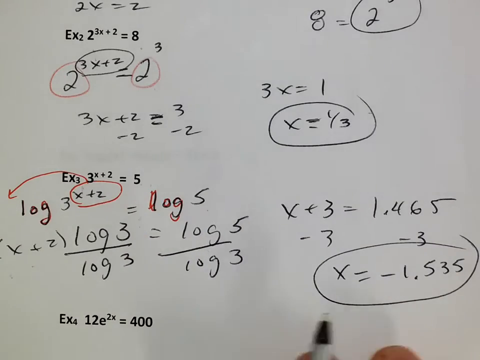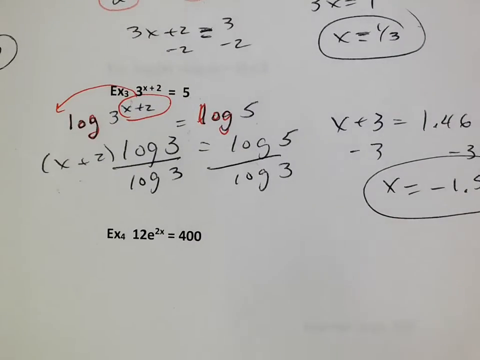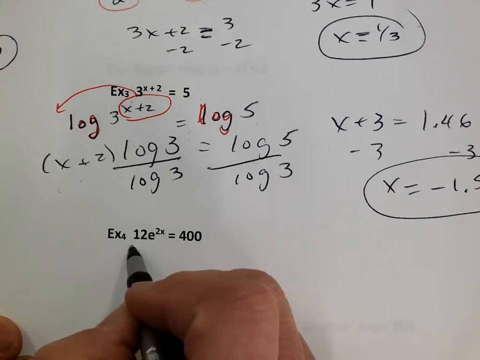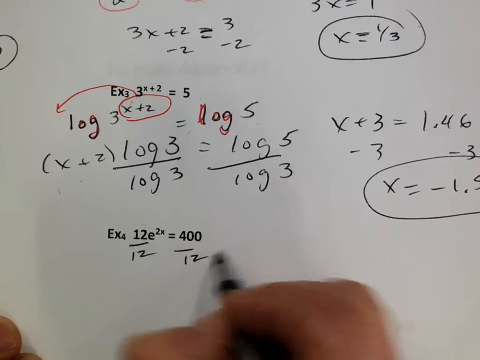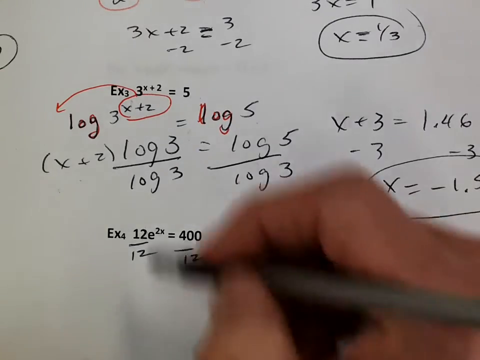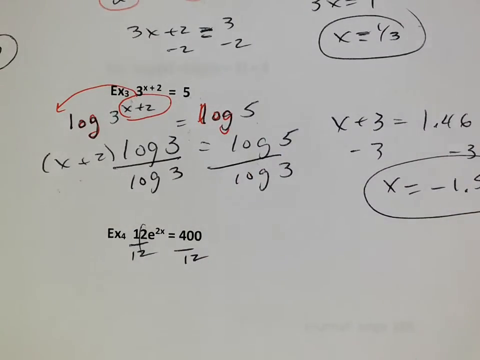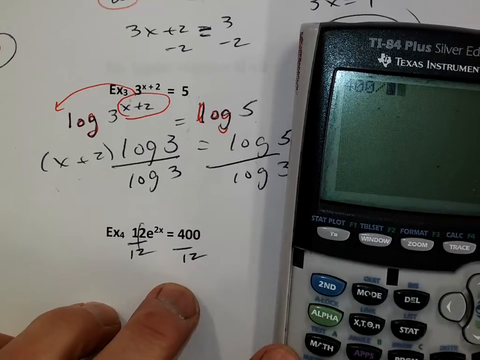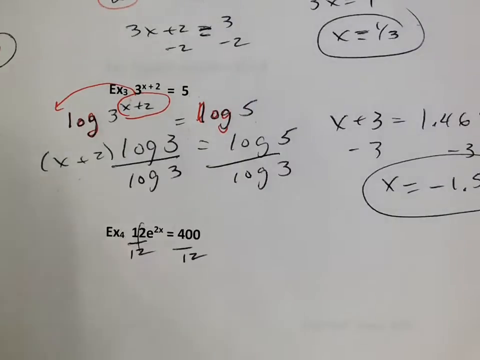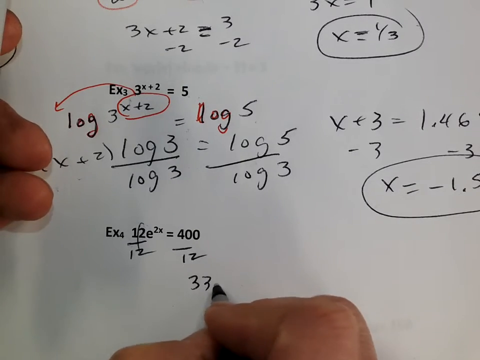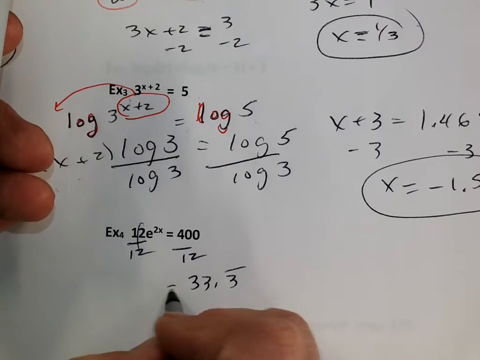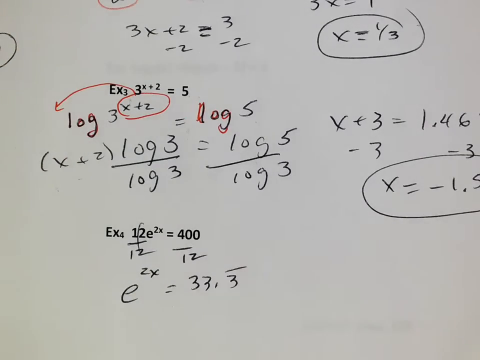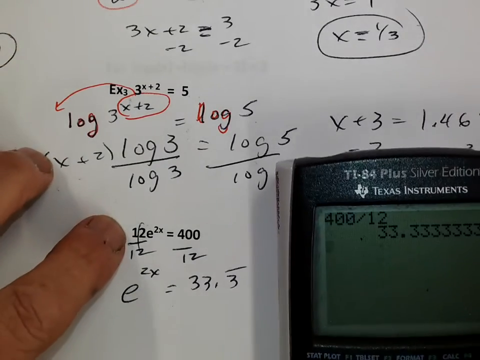Let's look at number 4. Let's first get rid of the 12. 12 is kind of annoying. Let's divide by the 12 first. Get rid of the extra numbers first. Divide out the 12. What is 400 divided by 12? I get an answer of about 33.33, or 33 1/3. So 33.3 repeating equals my e to the 2x. So I just got rid of the 12. Divide by 12, divide by 12.